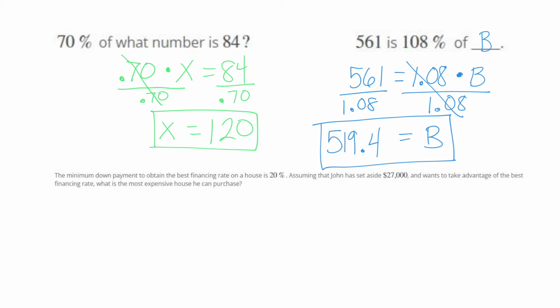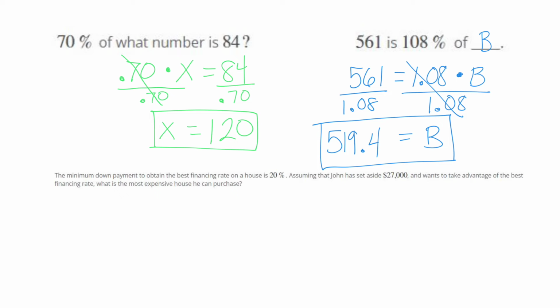They did start throwing in some of the word problem things that are really the whole point of doing this, to be able to apply it to something. So this one says you have a minimum down payment to obtain the best financing rate on a house. Okay, so you got to pay 20% on this loan that you're going to get. Assuming that John has set aside $27,000 and wants to take advantage of the best rate, what's the most expensive house he could purchase? All right, now he's going to pay 20% of the full house, and that's going to be the amount he pays.